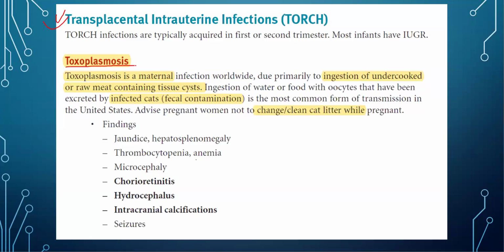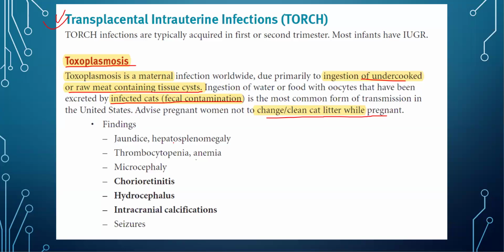One of them is toxoplasmosis. It is a maternal infection, usually coming from ingestion of undercooked or raw meat, and it comes from the infected cat. Especially, we ask the pregnant mother not to change or clean cat litter, because most of the time it comes from the infected cat's stool. So handling the cat is usually not a good idea during pregnancy. Or it can also come from undercooked or raw meats.